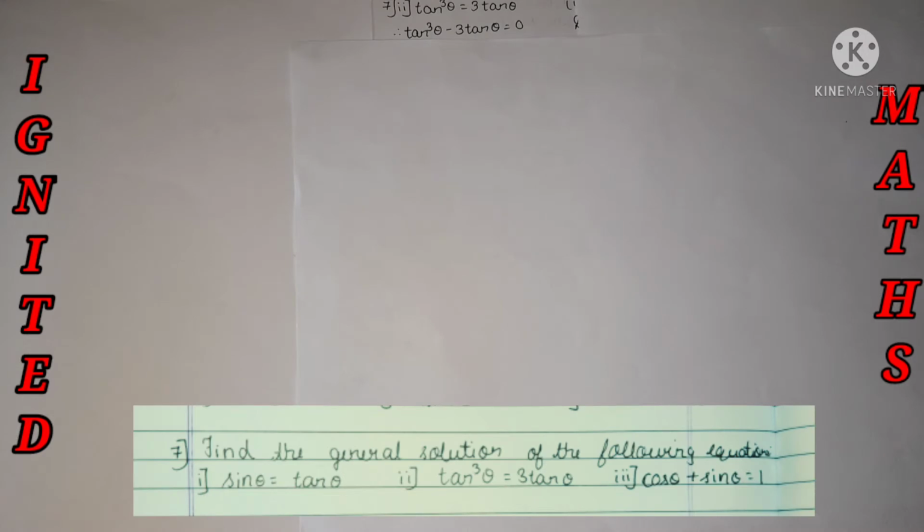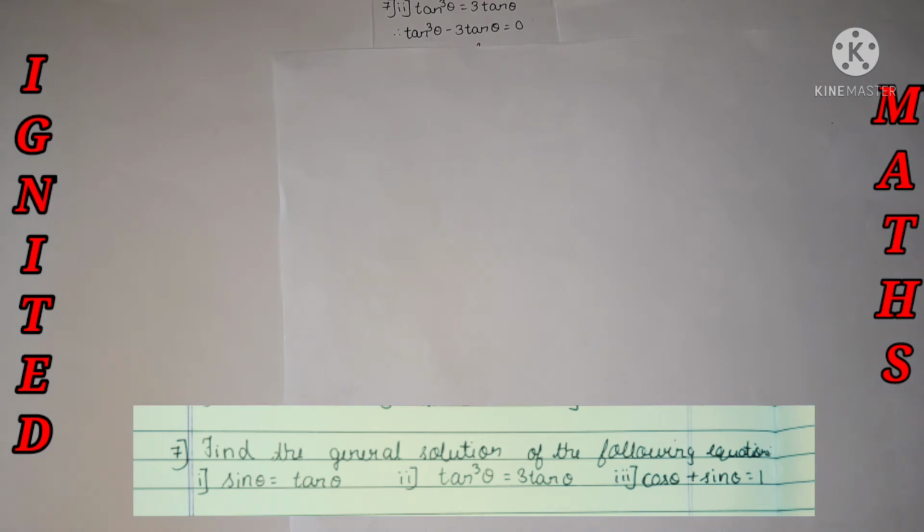Now to the 7th main question. I took the second sub question over here. We just complete the second sub question and move to the first sub question. I'll give a small hint for doing it. For the first sub question, after completing the second: tan cube theta is equal to 3 tan theta. We need to find the general solution.